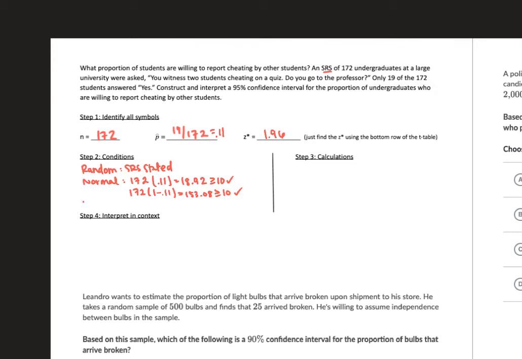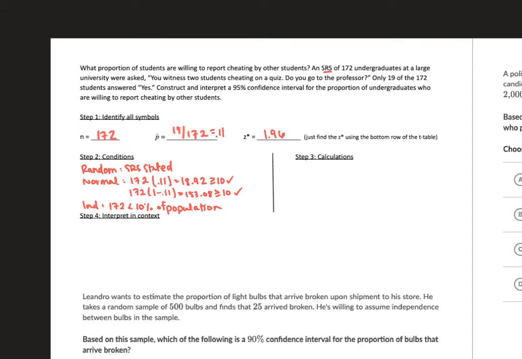Lastly, the independent condition. We just have to think if 172 is less than 10% of the population. It is reasonable to assume that 172 is less than 10% of the population. So you can say it's reasonable to assume 172 is less than 10% of the total number of undergraduates.